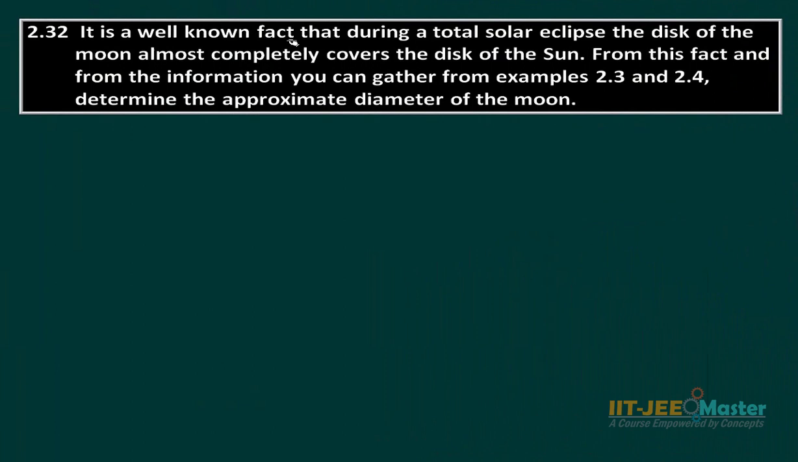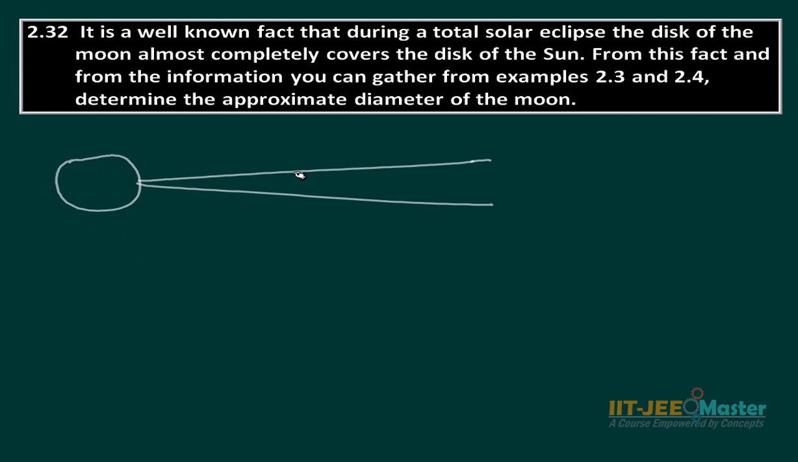It is a well-known fact that during a total solar eclipse, the disk of the moon almost completely covers the disk of the sun. From this fact and from the information you can gather from examples 2.3 and 2.4, determine the approximate diameter of the moon. If you are on the earth and you are looking towards the solar eclipse, this is the diameter of the moon, and this is the sun, which is covered almost completely.